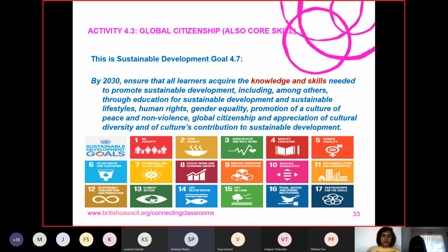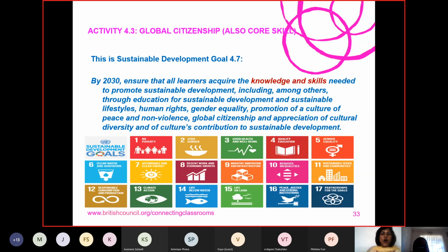This is Sustainable Development Goal 4.7. By 2030, ensure that all learners acquire the knowledge and skills needed to promote sustainable development goals, including, among others, through education for sustainable development and sustainable lifestyles, human rights, gender equality, promotion of culture and peace and non-violence, global citizenship, and appreciation of cultural diversity and of culture's contribution to sustainable development. So this is a target. Thank you very much.